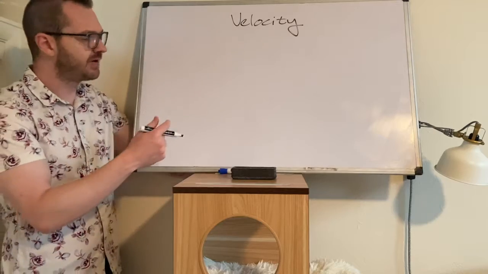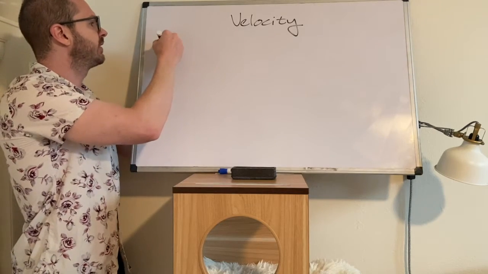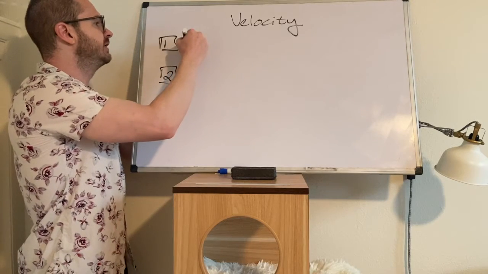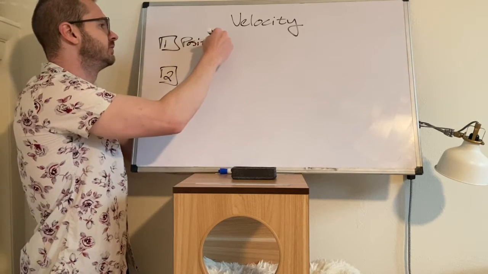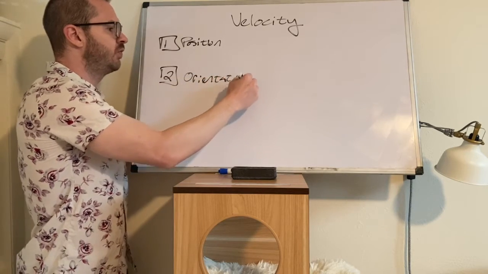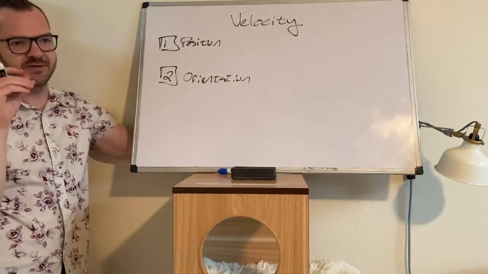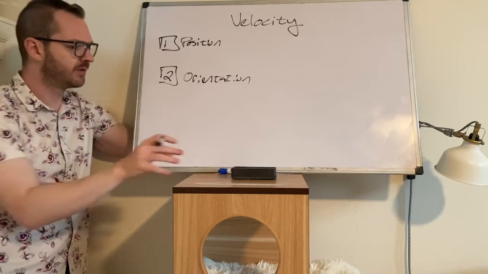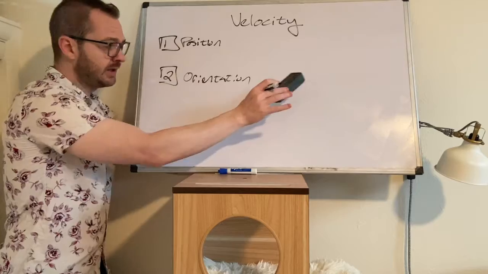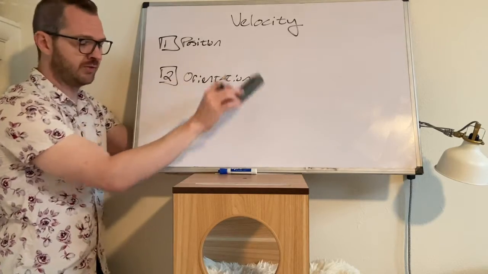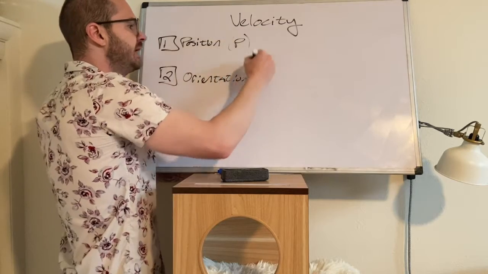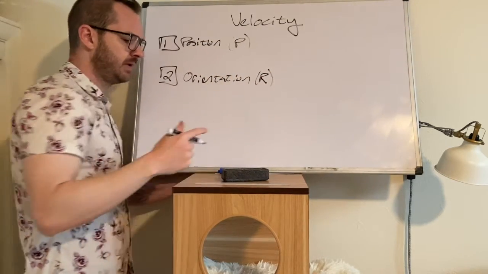Recall from previous topics, we covered both position and orientation. And this is how we define the instantaneous state of your body. So for example, here's the body. Position is just where it is, and the orientation is, of course, how it has been rotated. This was P, and this was R.